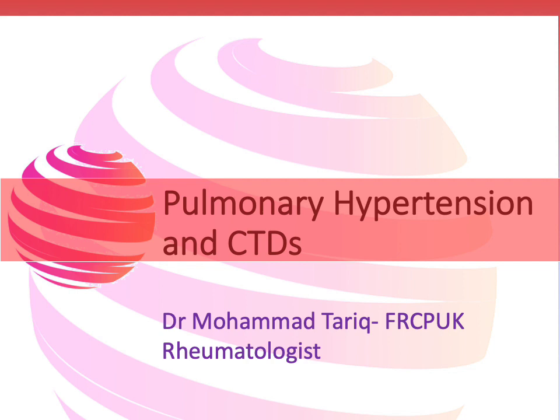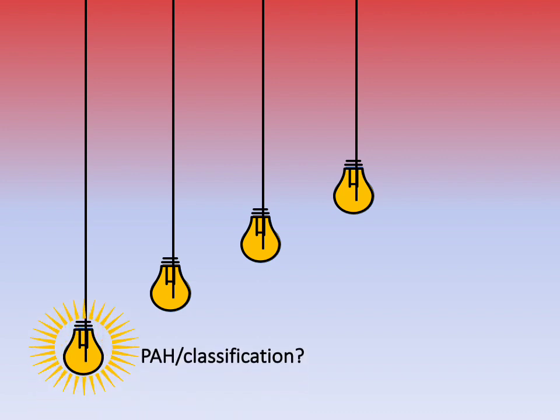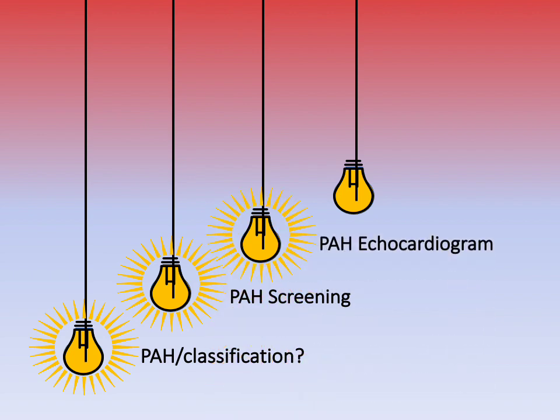Welcome everyone. Today we will discuss pulmonary hypertension and its association with connective tissue diseases. We will discuss the new definition of pulmonary hypertension and classification as per 2022 European Society of Cardiology and European Respiratory Society guidelines, how to screen patients with connective tissue diseases for pulmonary hypertension, how to interpret echocardiogram findings, and how to treat patients with pulmonary arterial hypertension.